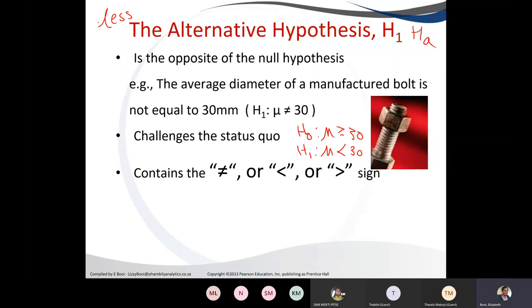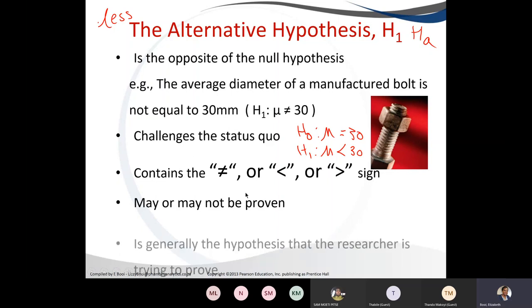It will mean the opposite of the alternative. But in most cases, we always write the null hypothesis as equal. The only important sign will be denoted in your alternative hypothesis. We also do not reject the alternative, but reject the null hypothesis. So with the null hypothesis, you always state that you do not reject or you reject. So we don't prove the alternative. We only prove the null hypothesis in this instance.